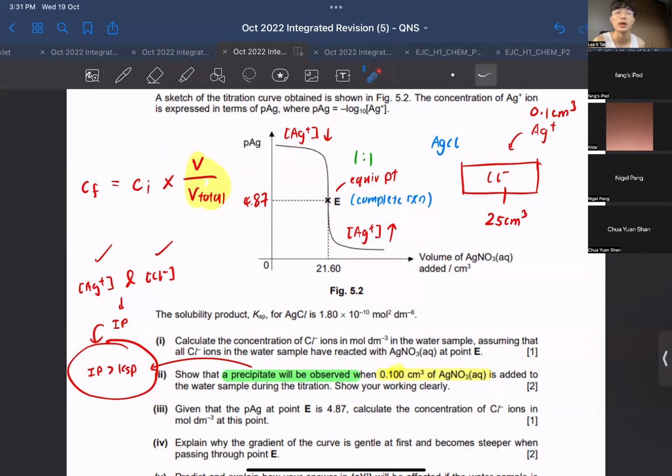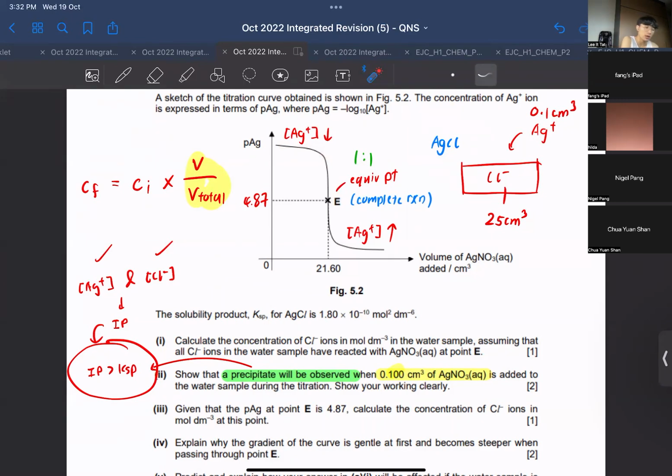I've already kind of explained that at the beginning. It's very high over here because Ag plus is very low. Why is Ag plus very low? Because at the beginning, there's still a lot of Cl minus. So the moment you add Ag plus, it's just going to be removed immediately as a precipitate. So is there going to be Ag plus swimming around in the solution? No, because it's already forming AgCl. So that's why at the start it doesn't change much. That's why the gradient of the curve is very gentle.